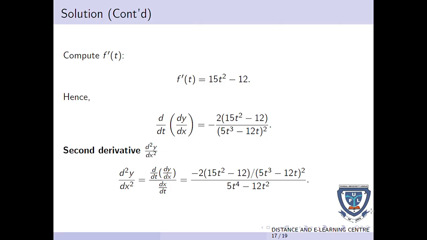You're going to have d dt times dy dx will give you minus 2 times (15t squared minus 12) all over (5t raised to the power 3 minus 12t) squared. Now, the second derivative will now give us minus 2 times (15t squared minus 12) divided by (5t raised to the power 3 minus 12t) squared all over 5t raised to the power 4 minus 12t raised to the power 2.